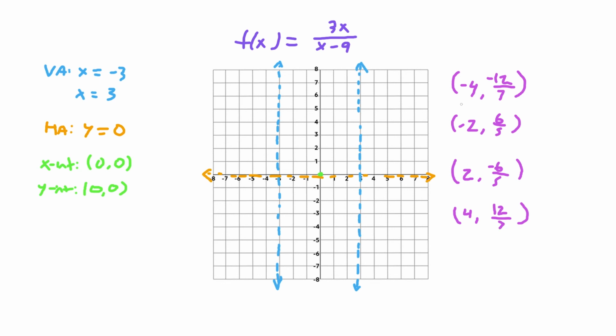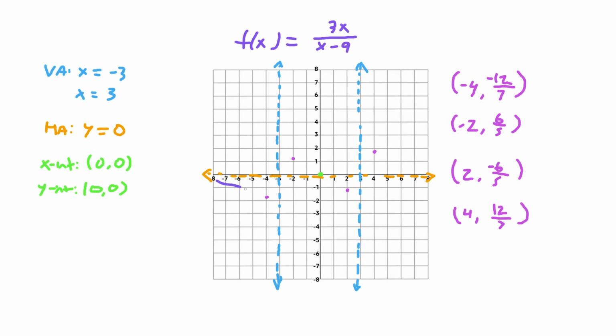Start with this first one, we'll go negative 4, 1, 2, 3, 4, and then down to negative 12 sevenths, which is right about there. And we'll go to this next point, we'll go 1, 2, and then up to 6 fifths, which is right about there. And this next point is 1, 2, and then negative 6 fifths, which is right about there. And then this final point will be 1, 2, 3, 4, and 12 sevenths, again, right about there.